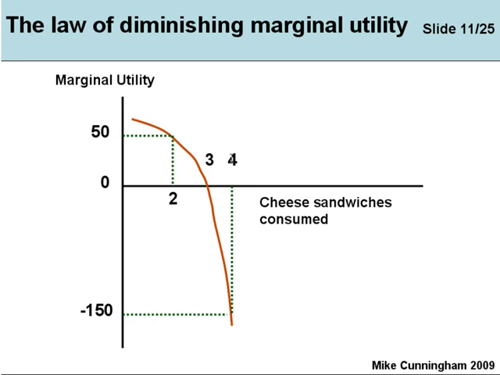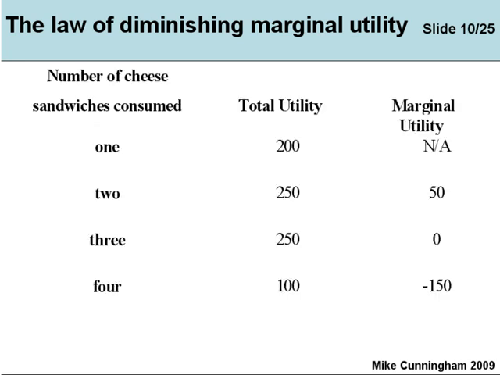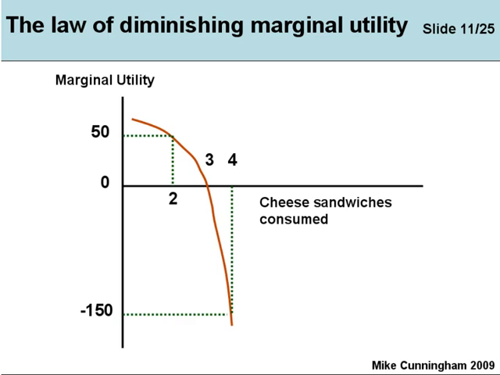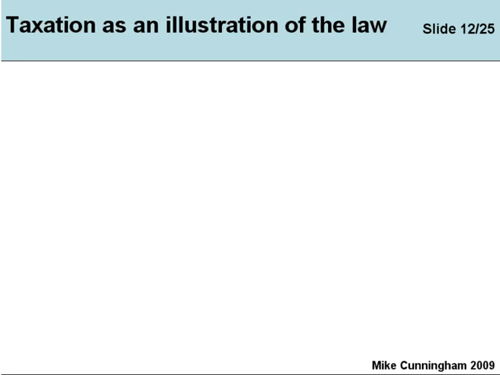The fourth one makes us ill. We lose 150 utils. That's exactly as the table has told us. The fourth one gave us minus 150 and the third one gave us 0. So that's the idea behind the diminishing marginal utility.